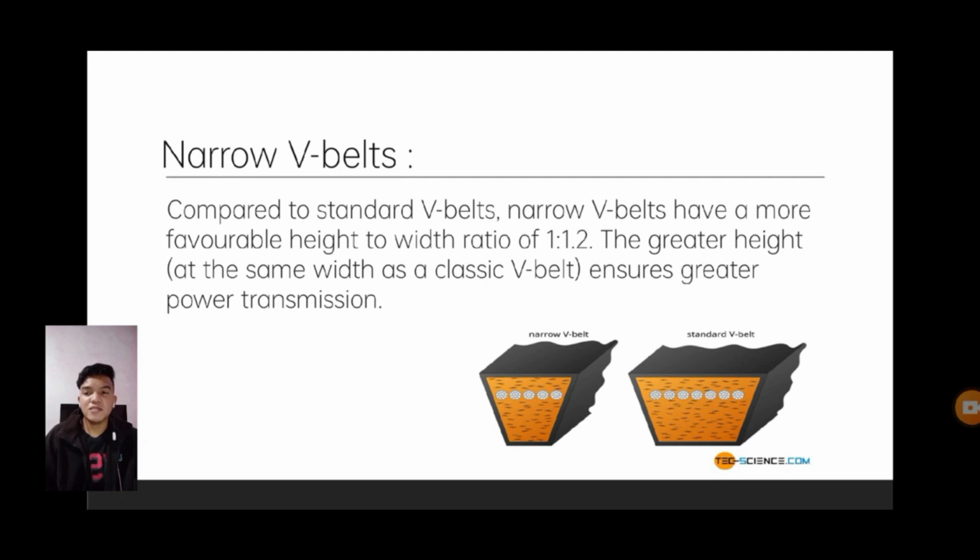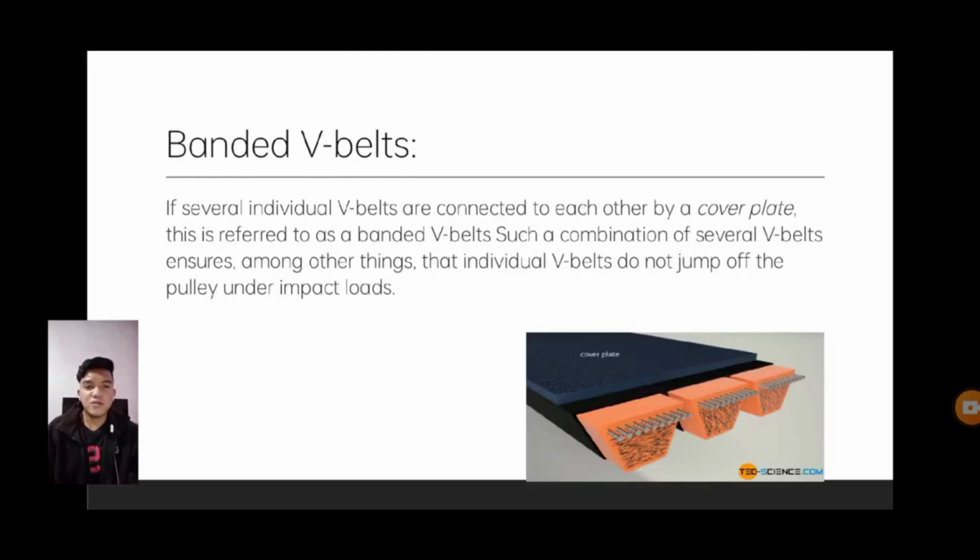So the standard V-belt is wider, no? The narrow V-belt is taller. This type of V-belt is also known as the banded V-belts. If several individual V-belts are connected to each other by a cable plate, this is referred to as banded V-belts. Such a combination of several V-belts ensures, among other things, that individual V-belts do not jump off the pulley under impact load. So, they are joined together.